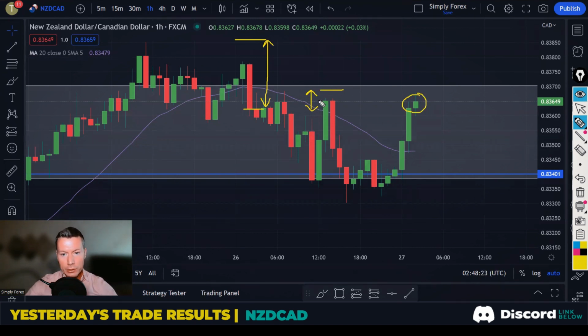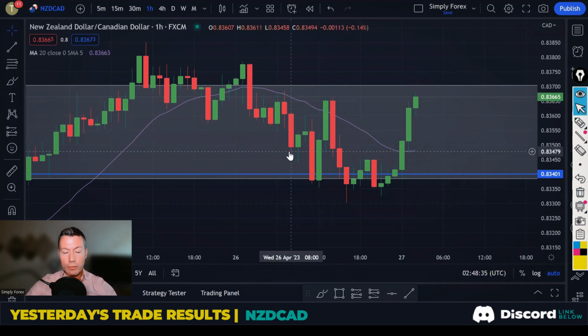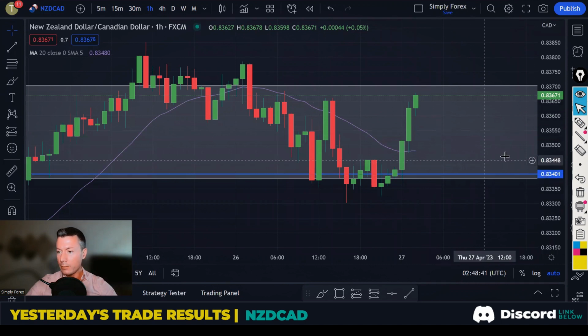Because if you imagine this price here breaks, for me, we've got a structure break on the H1 as well. So trailing stops, guys, use them. But yeah, great trade on New Zealand dollar, Canadian dollar. Still looking to short this today. Okay, so that was the first trade.